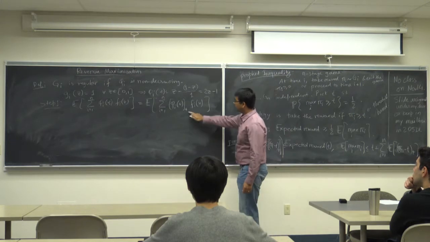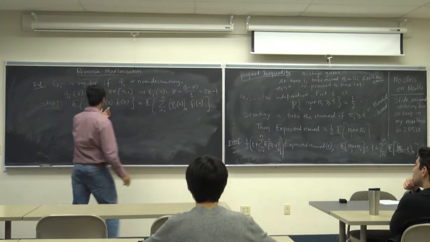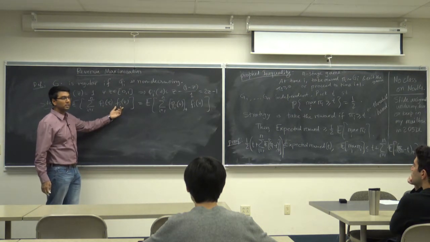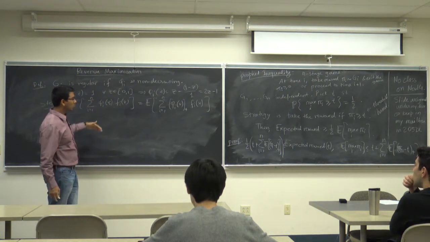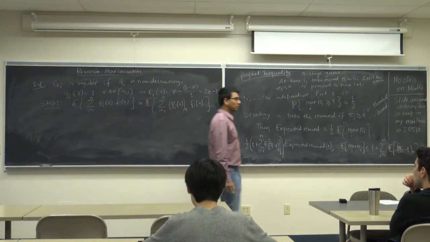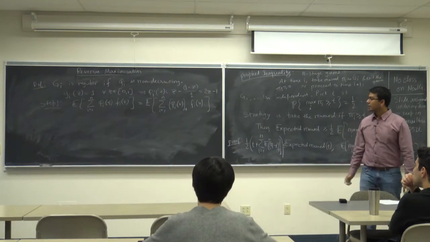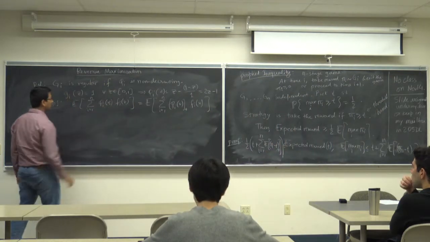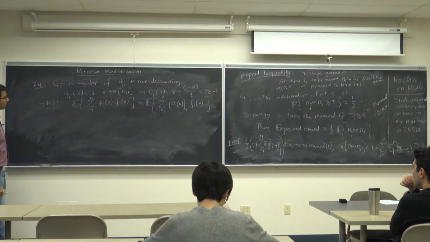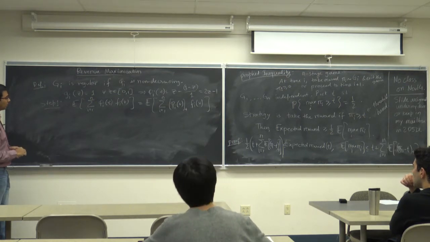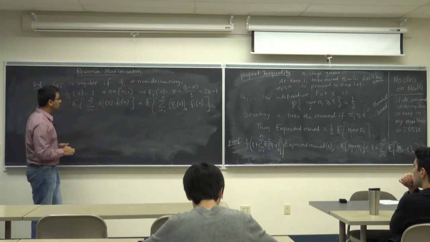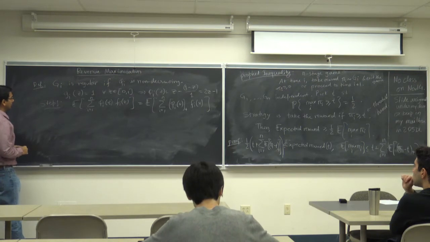Okay, why is this supposed to be true? Well, if the virtual valuation is negative, you won't allocate any resource to that particular person, right? Because then you are going to reduce the expected revenue. So you don't want to allocate resource to a person whose virtual valuation is negative. If you allocate him zero resource or zero item, you will actually improve your revenue. So that's one thing.